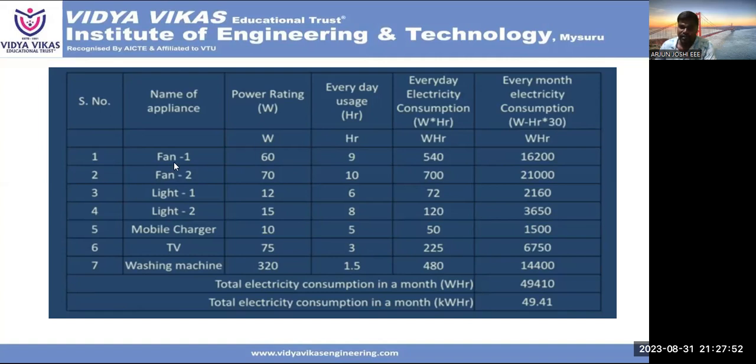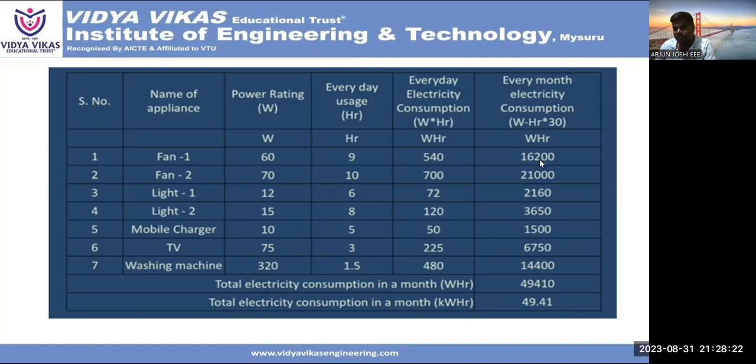Now I'm going to take one appliance, that is fan 1. In our house, I'm going to use two fans, so I differentiate them as fan 1 and fan 2. Let's take fan 1 in the first row. What is the power rating? 60 watt. Everyday usage, I'm going to use 9 hours per day. 60 into 9 is 540 per day.